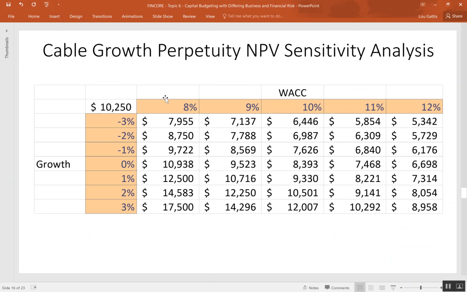Now here's an interesting finding after I did all this analysis. When I calculate the final model and look at perpetual growth rates between -3 and 3% and WACCs between 8 and 12%, you see that it's clearly always positive. So it almost requires no more analysis of WACC or growth. If these are truly my extreme ranges of WACC and growth, the project is obviously going to be accepted.